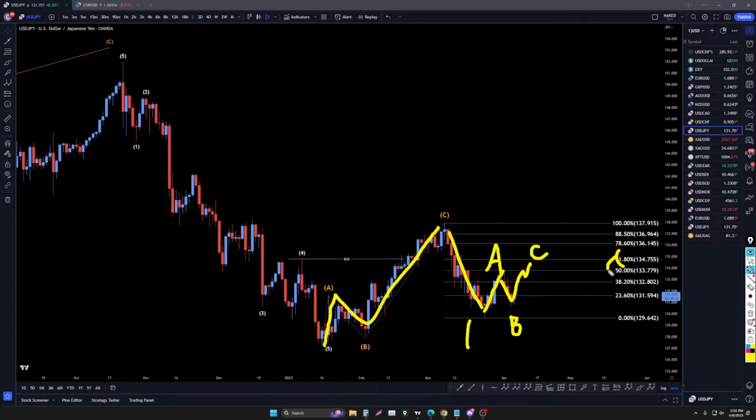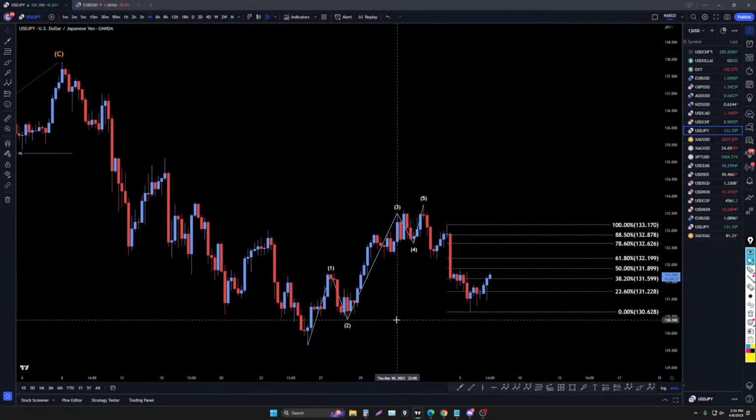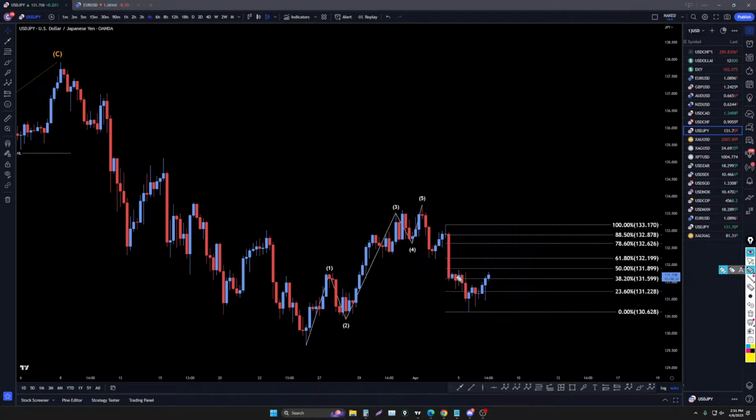Probably up to one of these fib levels before it actually continues the downtrend. So, heading down to the 4-hour time frame, it kind of looks a little bit like a trend to me. 1, 2, 3, 4, 5. But the thing that sticks out to me is that this right here is definitely a trend. That probably is a wave A.